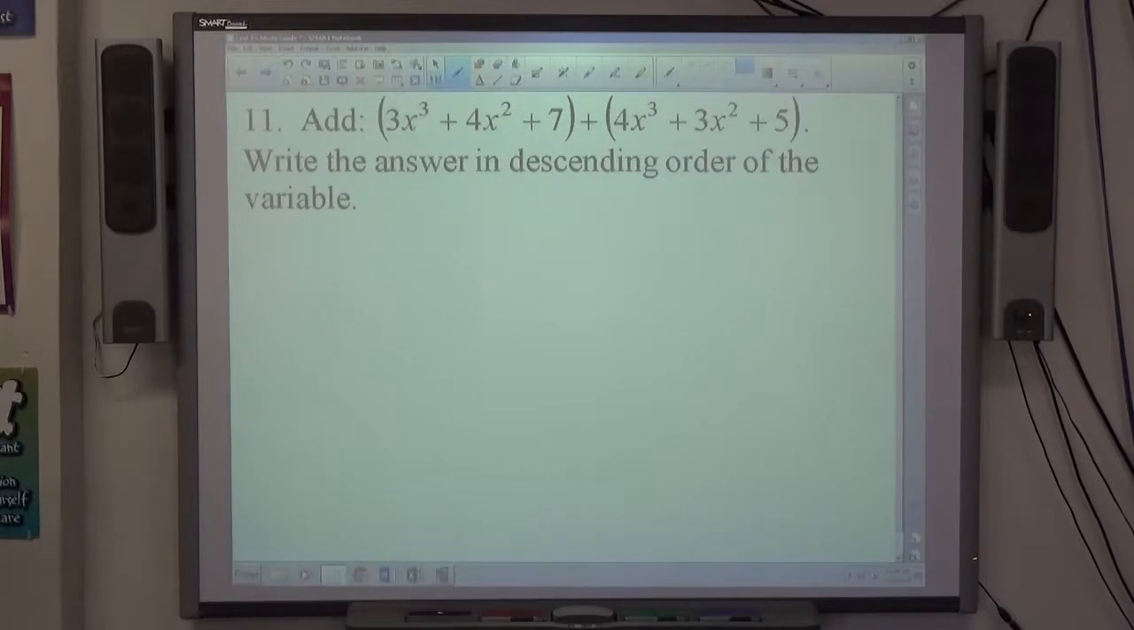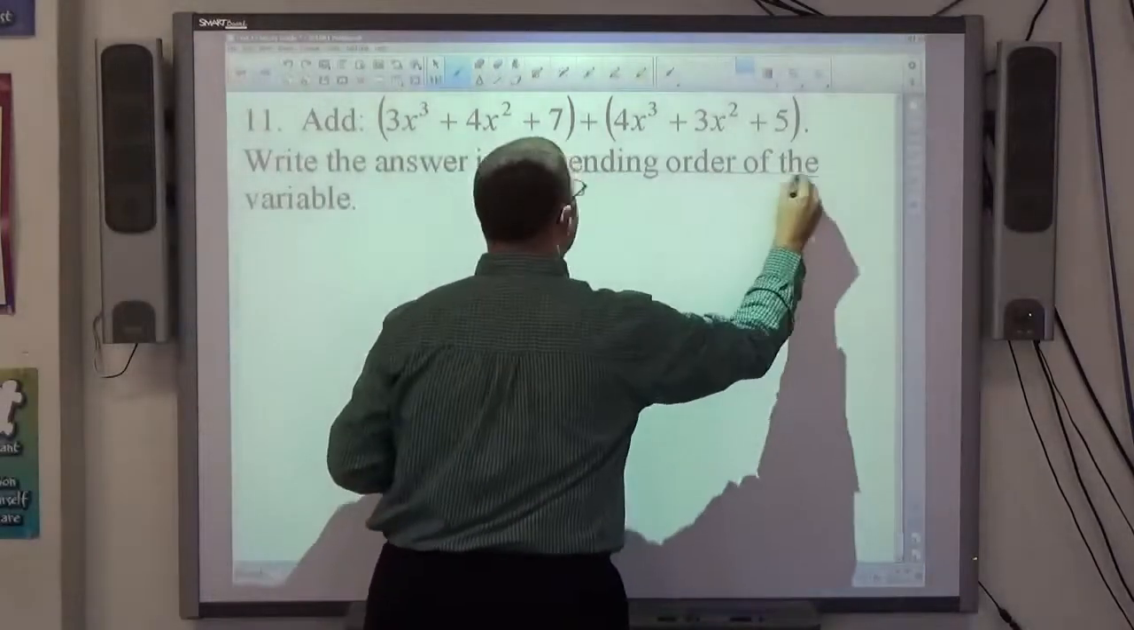Number 11, add these polynomials, write the answer in descending order of variables. Some of you aren't doing this part.